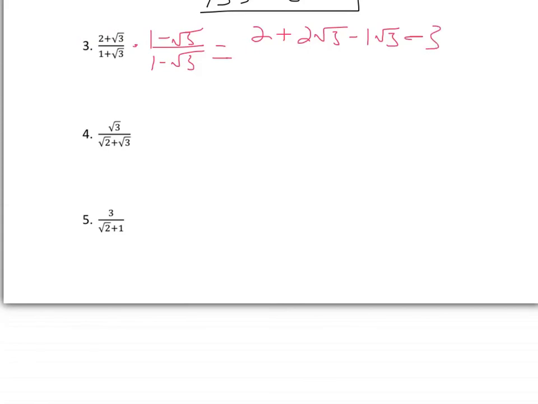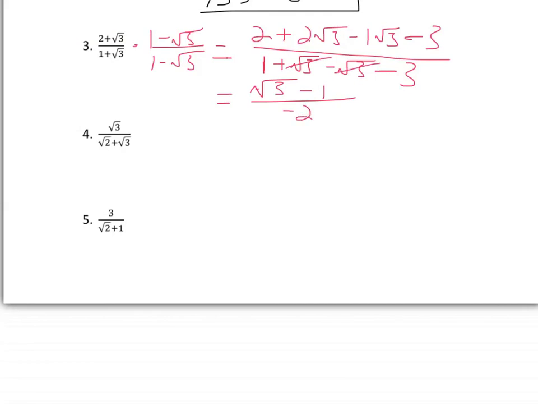Okay, now bottom, I have 1. Middle terms are going to cancel each other out. Right, we're going to have a plus root 3 minus root 3 and minus 3 again. Okay, so now we can combine like terms. Right up on top, we're going to have 2 minus 3 is negative 1, and root 3 minus 1 root 3 is 1 root 3. So it looks like that. And on bottom, these cancel each other out, and we're left with negative 2. That's going to be our final answer.